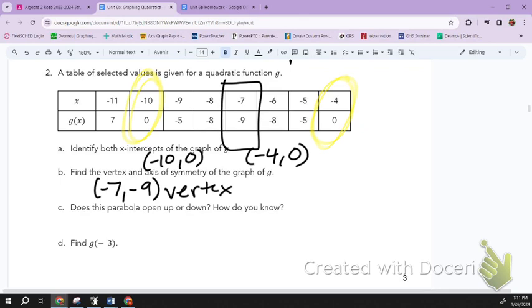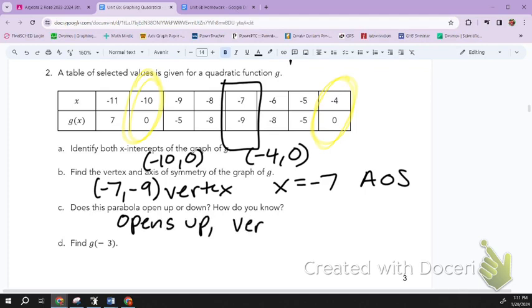What do you think, Gavin? What's the axis of symmetry then? Yep. X equals -7. That's our axis of symmetry. Does this parabola open up or open down? So think back to the minimum and maximum thing. It opens up, because our vertex in this table is the lowest point. It's a minimum.